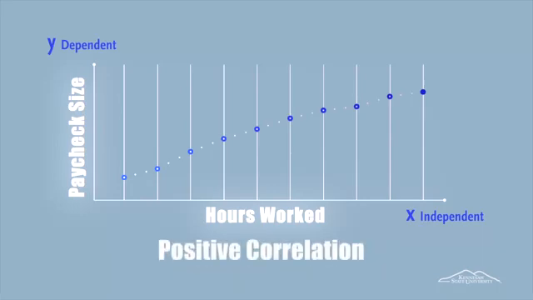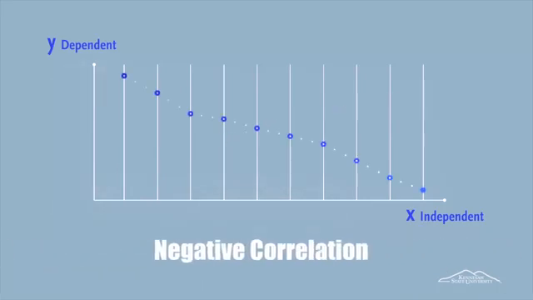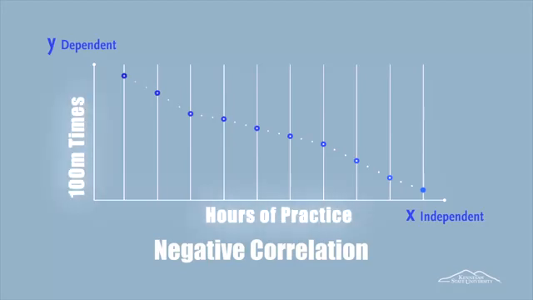This is called a positive correlation. But there could also be a negative correlation between variables. For example, consider hours spent practicing swimming and the length of time that it takes you to swim 100 meters. Typically, more hours of practice, the independent variable, would lead to a shorter time to swim the distance, the dependent variable. Let's do a few more examples.